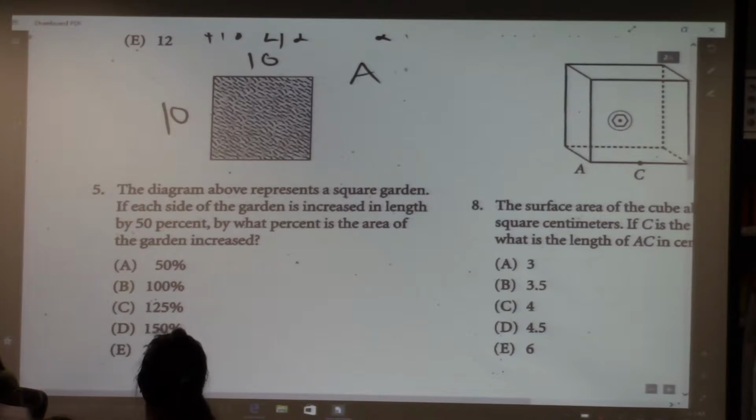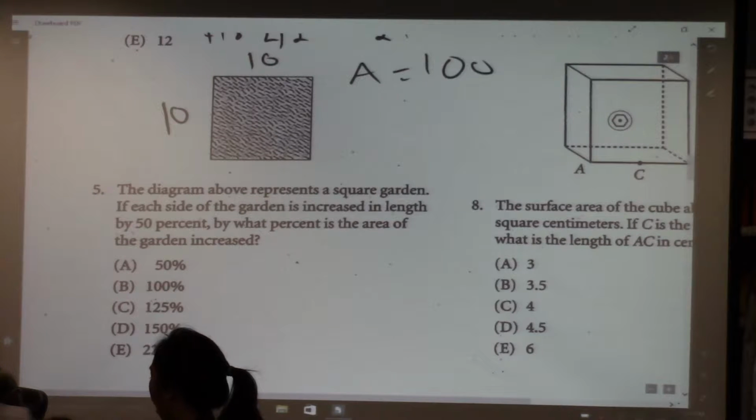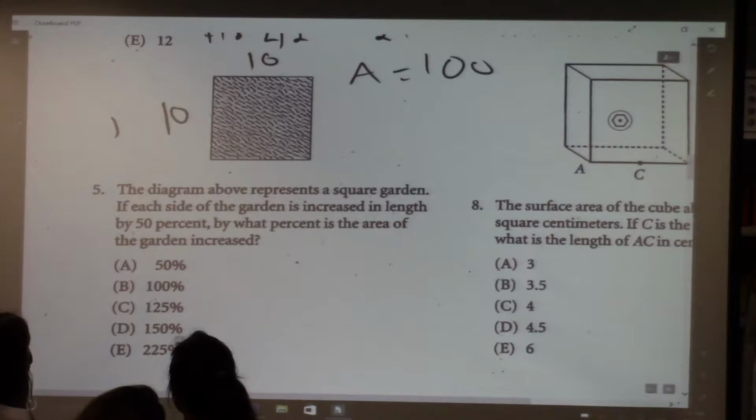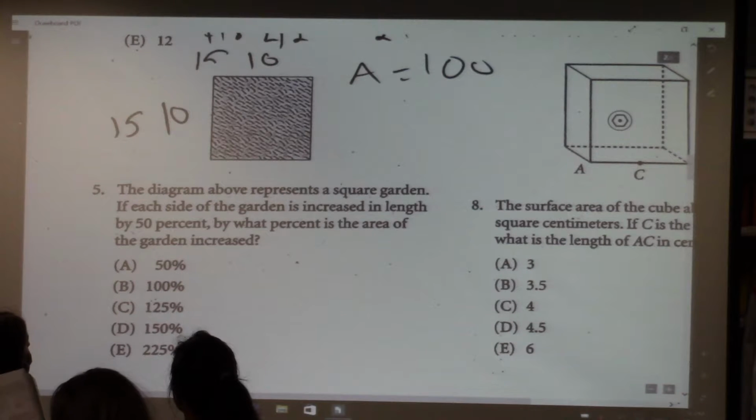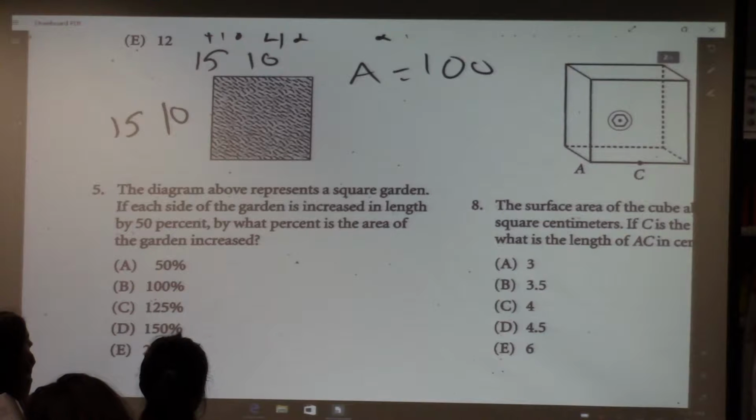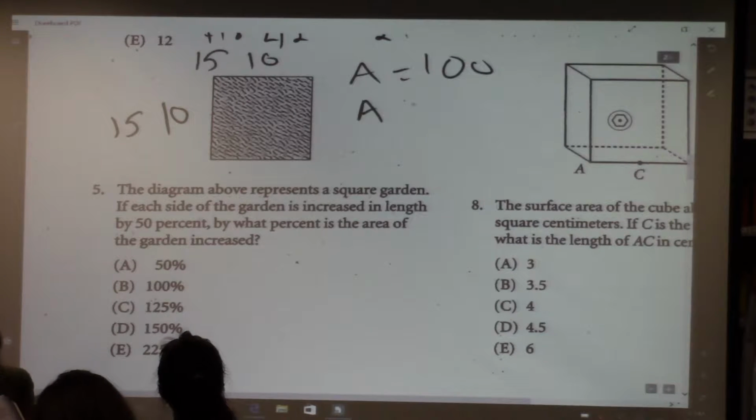That is awesome. Our original area is 100. Then what happens? The sides increase in length by 50%. So what are the new side lengths? 15. You do have to now multiply 15 by 15, that's true. So what's the new area? Good. A bigger number.